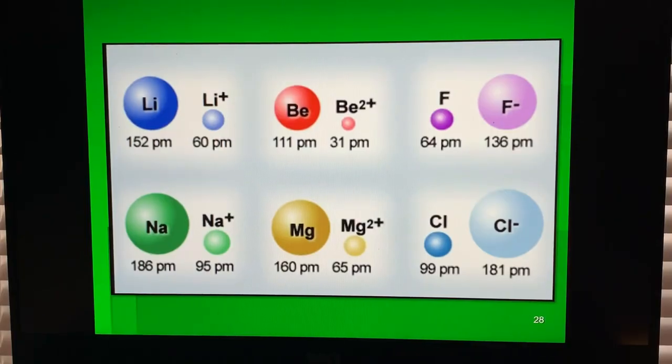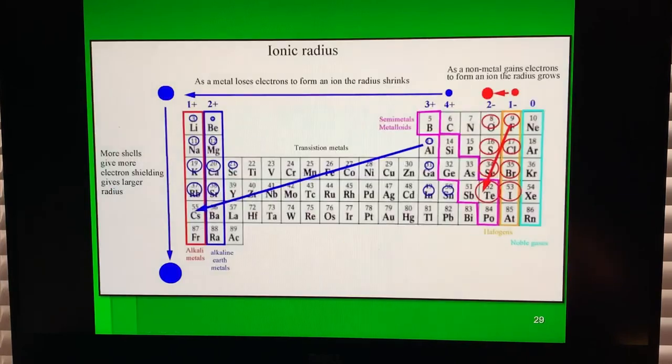And this is an example really quick. So you've got lithium becomes positive, so it loses size. It loses an electron, it loses an energy level, it gets smaller. Whereas fluorine becomes negative when it becomes an ion. It gains electrons. So it gains an electron, so it's going to gain an energy level, so it becomes bigger. Okay? Gaining electrons bigger, losing electrons smaller.